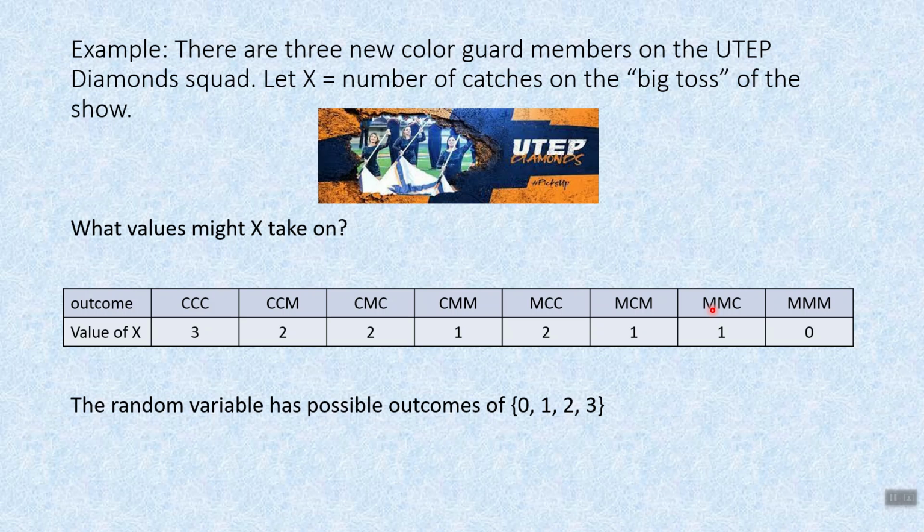It happens. X being the number of catches on the big toss of these 3 new guard members. Possible outcomes 0, 1, 2, and 3.